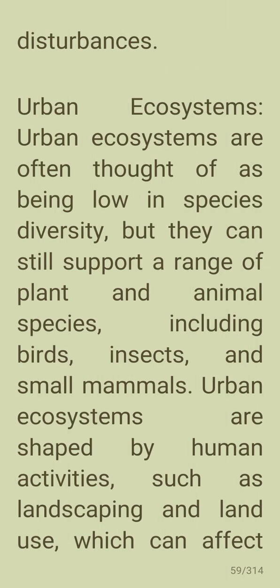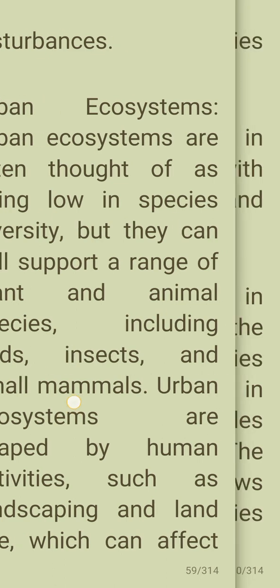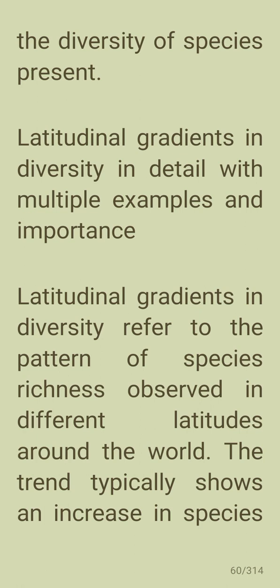Urban ecosystems. Urban ecosystems are often thought of as being low in species diversity, but they can still support a range of plant and animal species, including birds, insects, and small mammals. Urban ecosystems are shaped by human activities such as landscaping and land use, which can affect the diversity of species present. Next, latitudinal gradients.